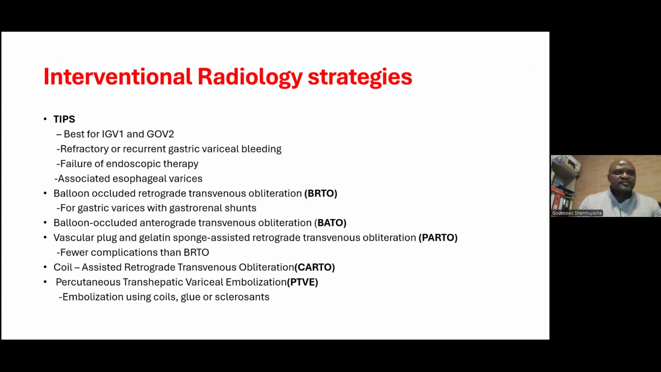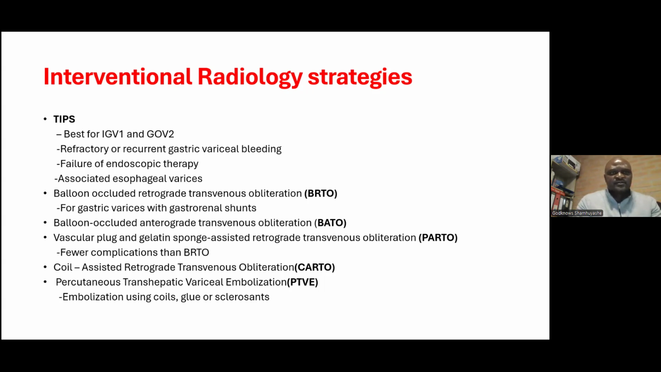You've got TIPS, transjugular intrahepatic portosystemic shunts, which is best for IGV1 and GOV2. And also, you can use it in patients who are refractory to recurrent gastric variceal bleeding, those who have failed endoscopic therapy, and also those with associated esophageal varices. However, this procedure has a high risk of hepatic encephalopathy, so you need to monitor these patients closely if they qualify for TIPS.